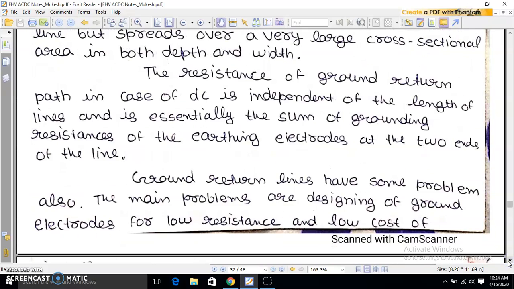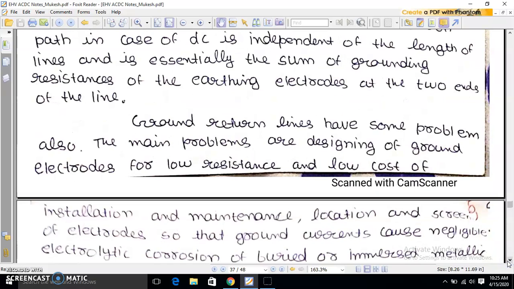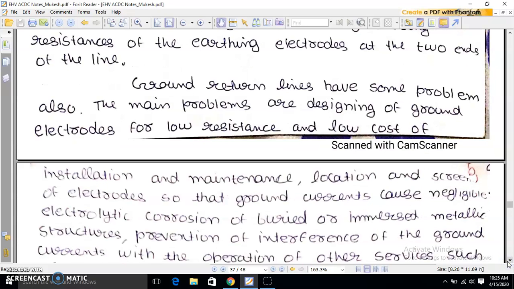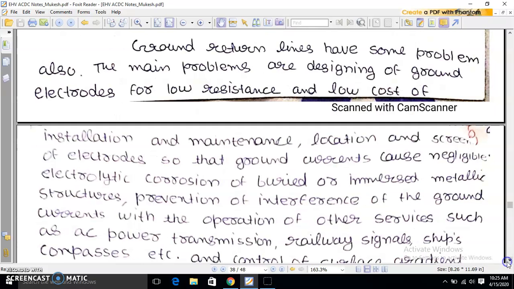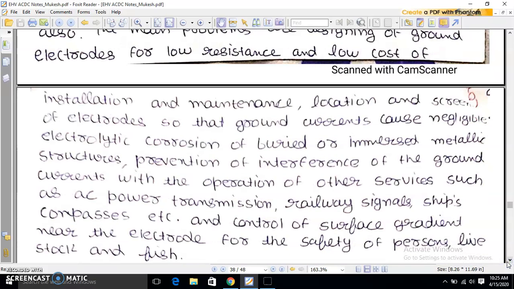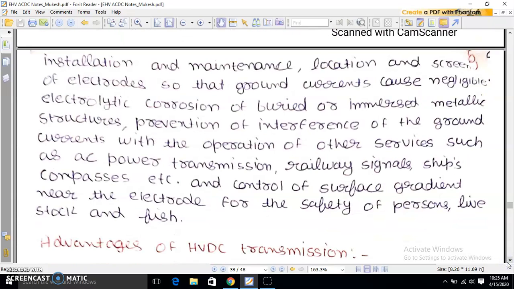Ground return lines have some problems also. The main problems are designing of ground electrodes for low resistance and low cost of installation and maintenance, location and screening of electrodes so that ground currents cause negligible electrolytic corrosion of buried or immersed metallic structures, prevention of interference of the ground currents with the operation of other services such as AC power transmission, railway signals, ships' compasses, etc., and control of surface gradient near the electrode for the safety of persons and livestock.